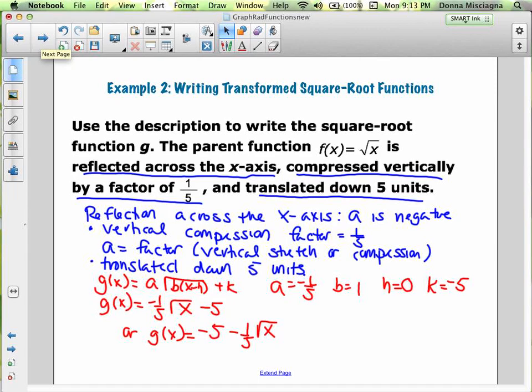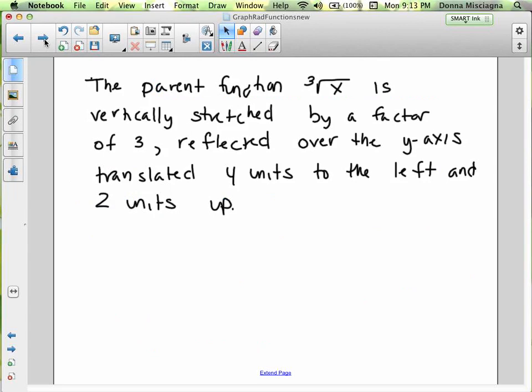All right, let's do another one. I don't have too many of these. I think I maybe have 4. The parent function is the cube root of x. Really nothing else is going to be different except got to put a little 3 for the index on the radical. It is vertically stretched by a factor of 3, reflected over the y-axis, translated 4 units to the left, and 2 units up. Ooh, tricky, tricky, tricky. All right.